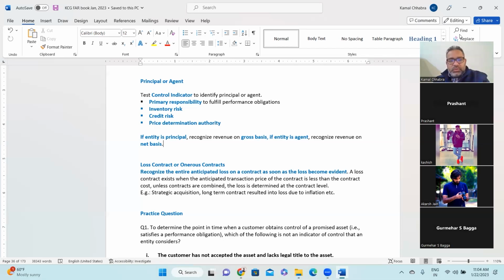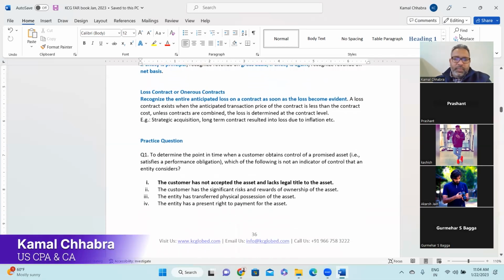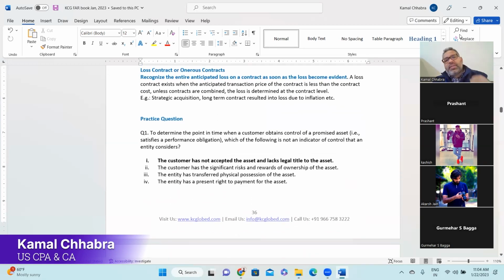Cool. So we are done with the principal or agent concept. The next concept we have is loss contract, or you can say onerous contract. Have you heard about this term before? Onerous contract or loss contract?